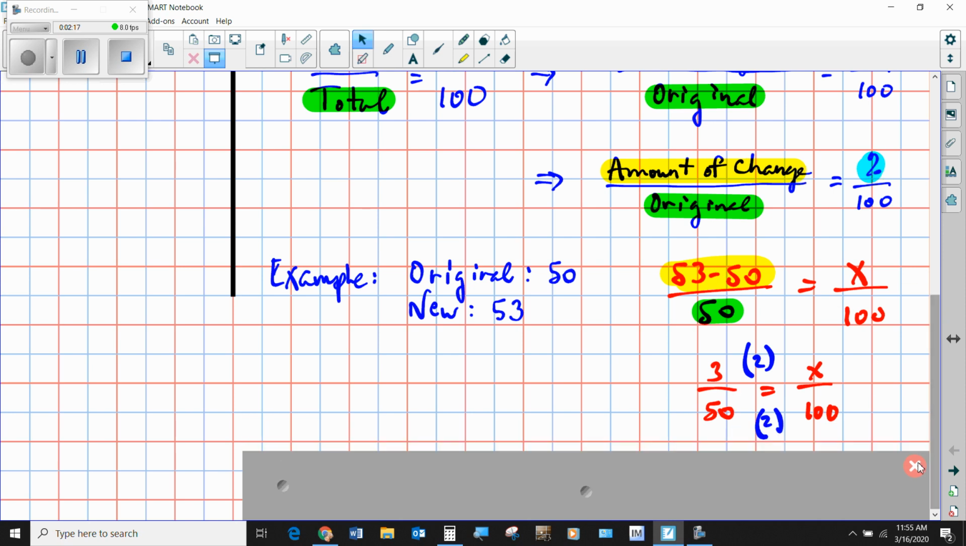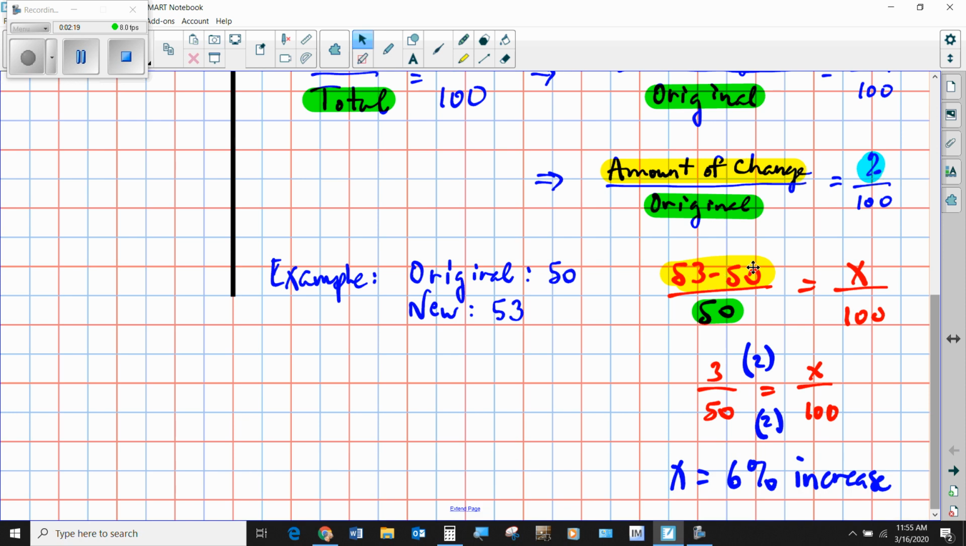So the new amount minus the original is 3. The original amount is 50. Once you've got this ratio set up, you can now use your proportional reasoning, either the giant one or using cross multiplication, to figure out what the percent is. And in this case, since 50 goes into 100 2 times, we'll just use a giant 1. 3 times 2 is 6. So to go from 50 to 53 represents a 6% increase. And that's your answer. We just declare that as our answer.